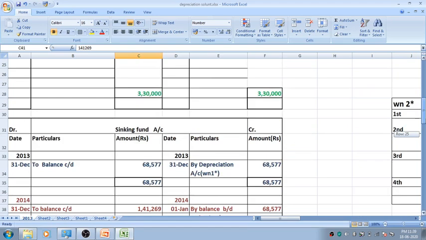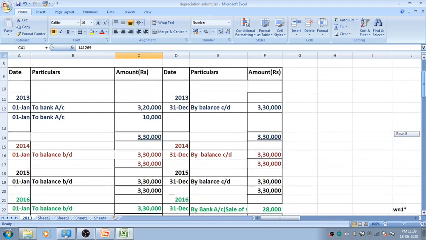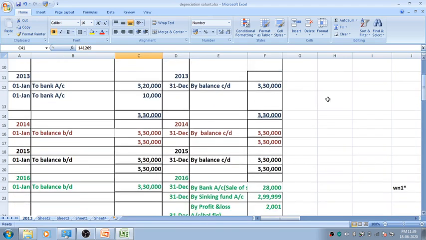Then come to the machinery account. In the machinery account, in second year, there are no journal entries. So just bring the balance forward and close the balance with the same amount. There are no journal entries to be passed in the machinery account.